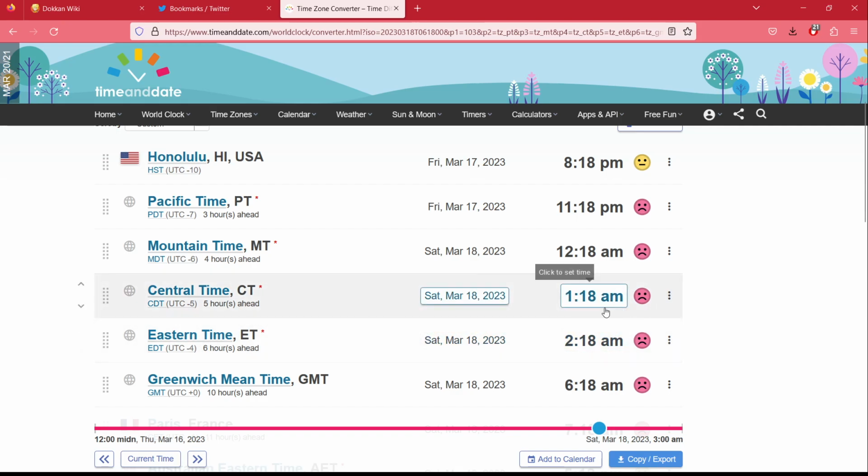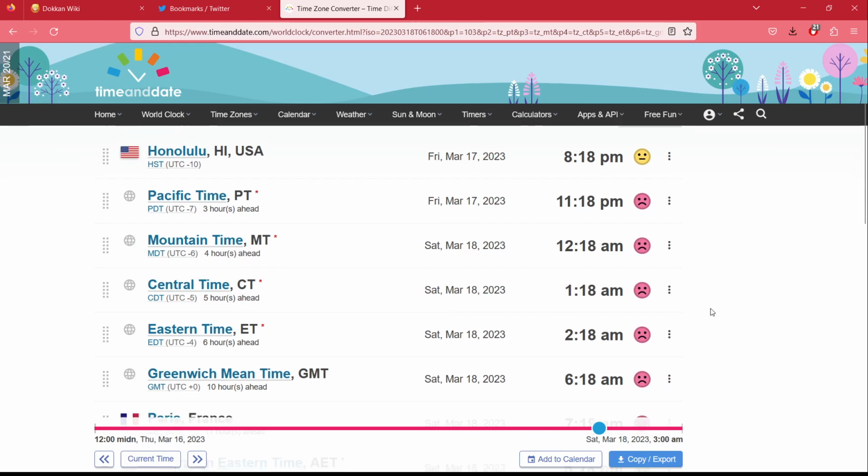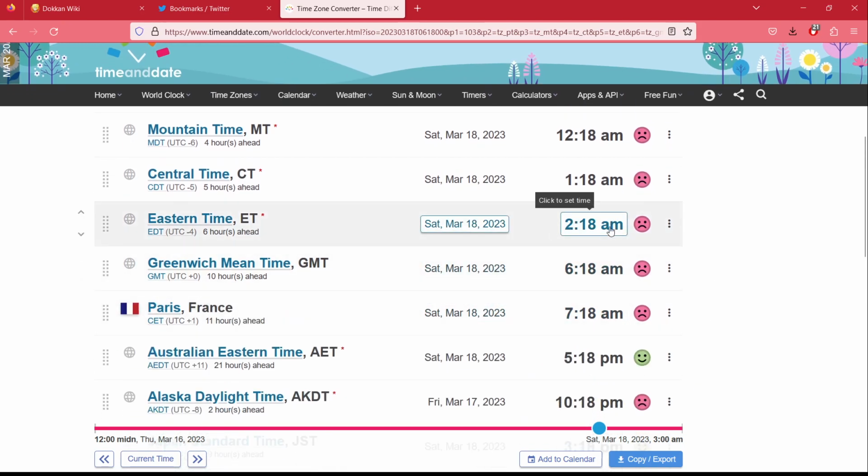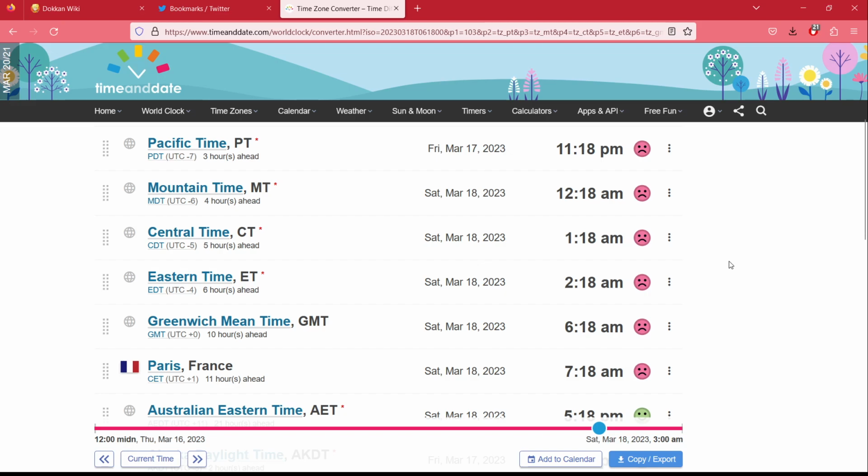Central time, you're looking at 1:18 a.m. on Saturday, March 18th. Those of you, my friends on the East Coast from Florida up to New York, you guys are looking at a 2:18 a.m. drop time. So again, my friends in mountain time, central time, eastern time, I am so sorry. That is very, very early. I do feel for you.